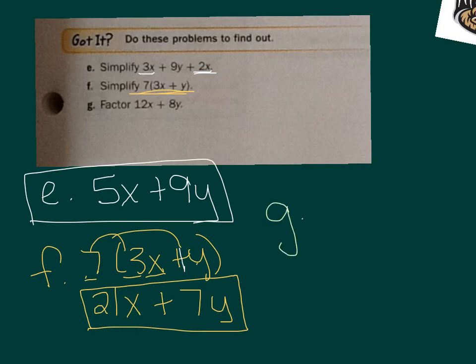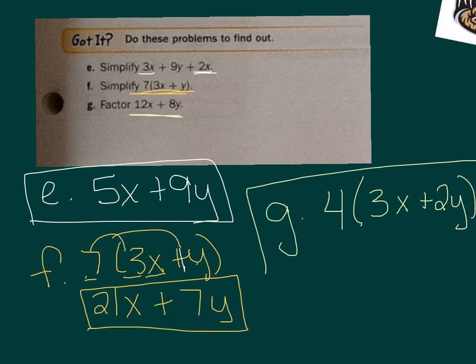And lastly, this one says factor. Remember, whenever we have factor, we need to do the opposite of what the distributive property is. So I need to find the biggest number that goes into 12 and 8. Well, it's going to be 4. So I can pull a 4 out. 12 divided by 4 leaves me with a 3. I need to keep that x with it. Plus 8 divided by 4 is 2, and I need to keep that y with it. So this would be simplified with my factors.